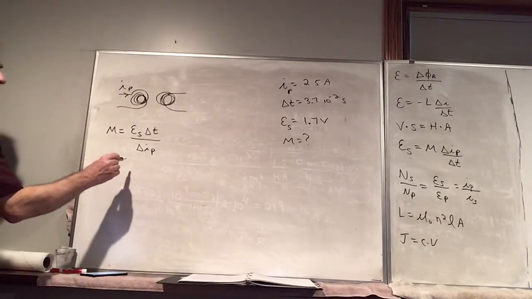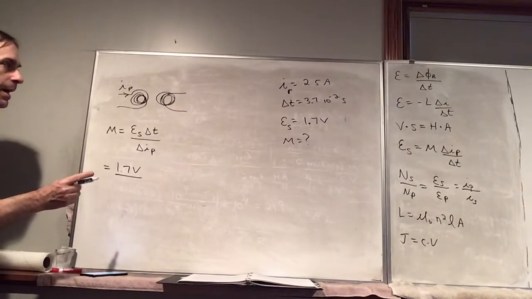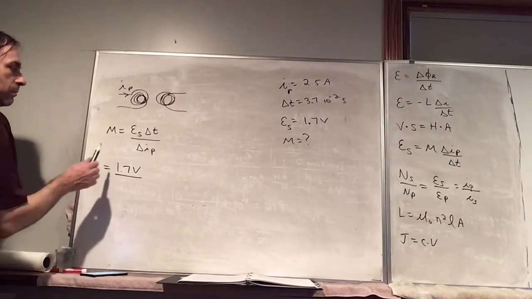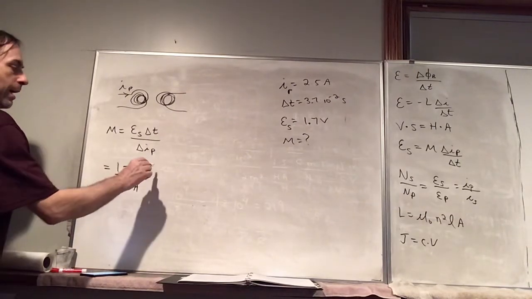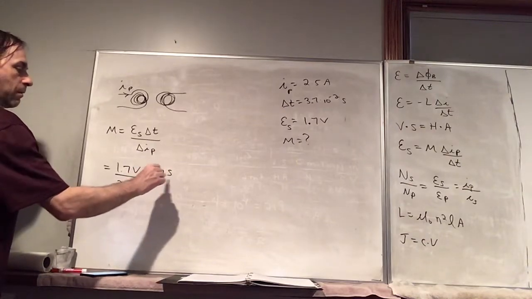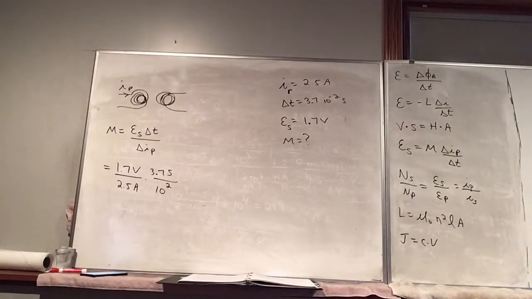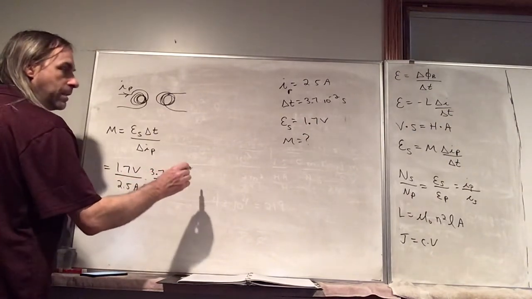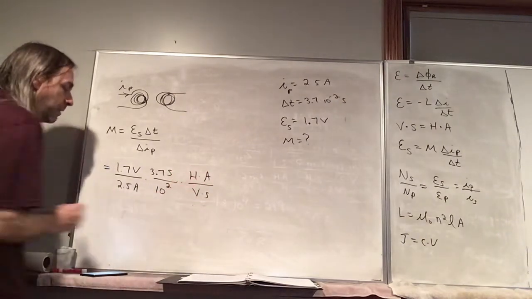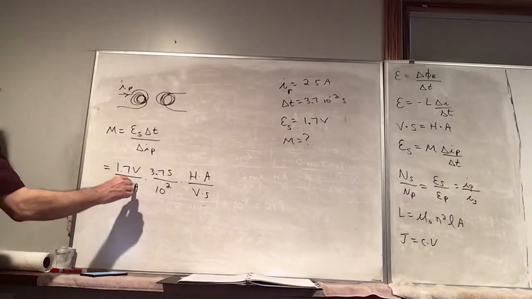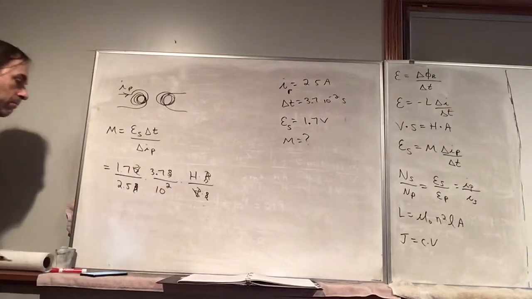So here we have 1.7 volts divided by 2.5 amps times 3.7 times 10 to the minus 2 seconds. And we want henries out of this. So a henry times an amp is a volt times a second. And this will give us henries. The amps cancel out, volts, seconds, we get henries.